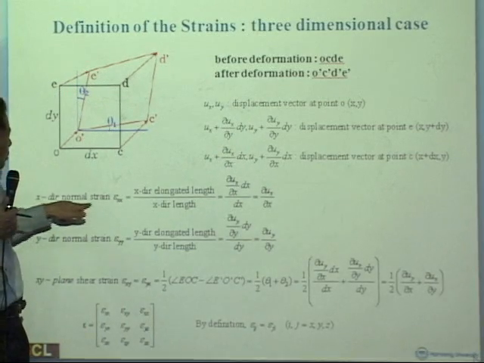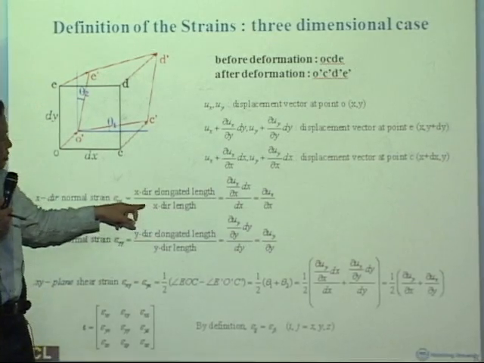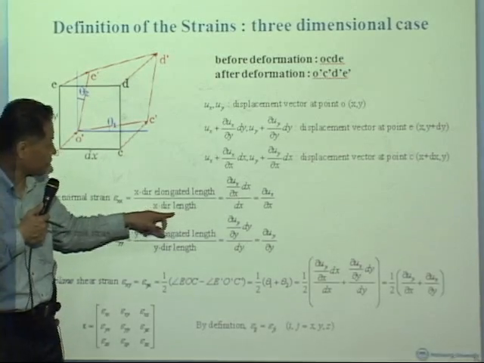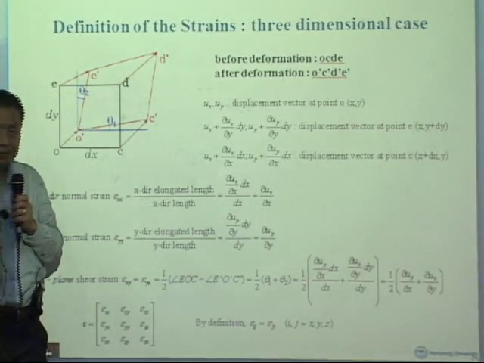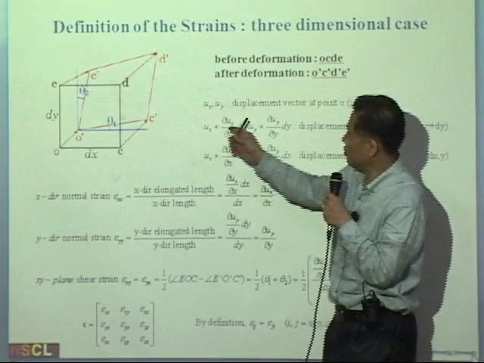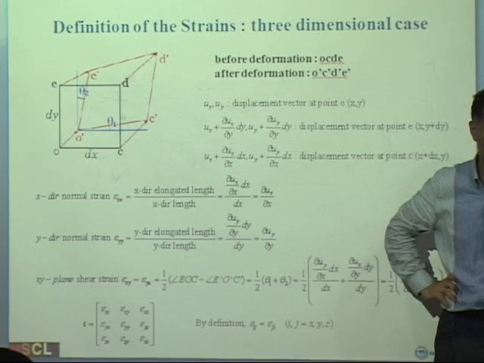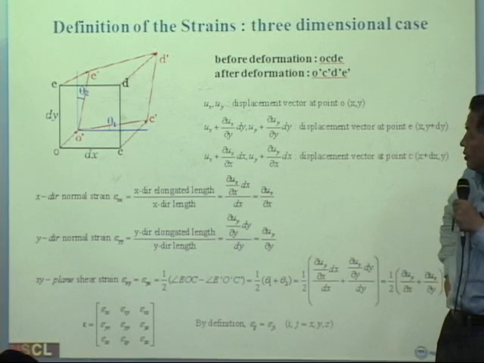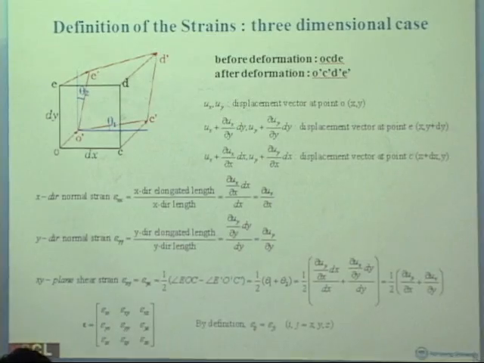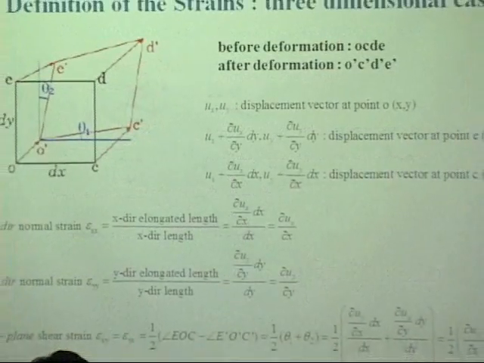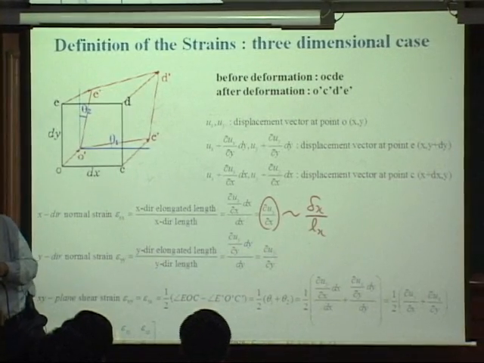Now the x-directional normal strain, epsilon xx, is the x-directional length elongation divided by length, which will give us the partial of ux with respect to x. Okay, what is u? What is ux and uy? Ux and uy is the displacement, the displacement vector at a point O, so conceptually this will be very much like delta x divided by Lx.